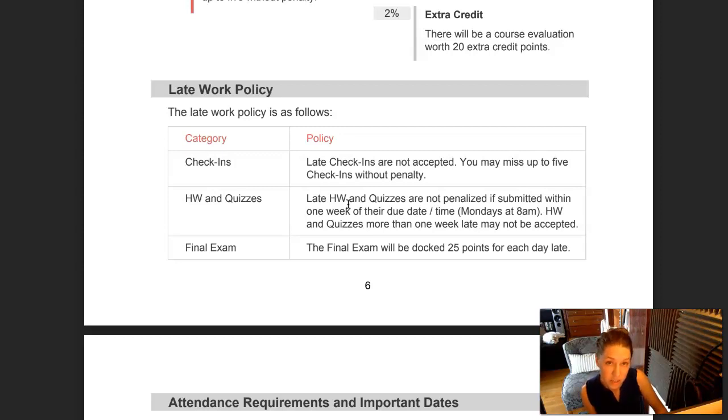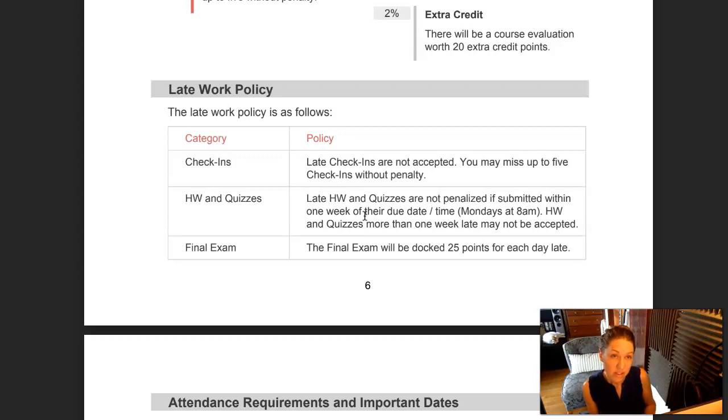Canvas is going to call them late, but Canvas doesn't understand my late policy, so don't worry about it if it says it's late. Canvas just says, this is past the due date that was entered into my mechanical interface. So if it's within 1 week, I'll accept it for full credit. If it's more than 1 week late, it may not be accepted.